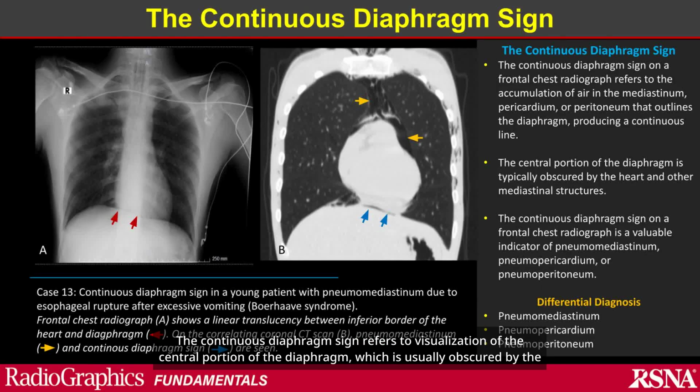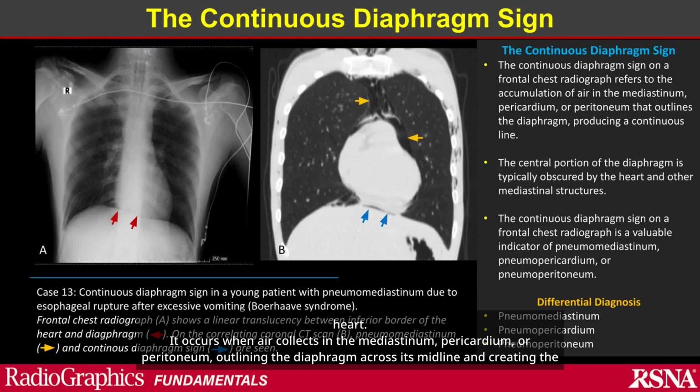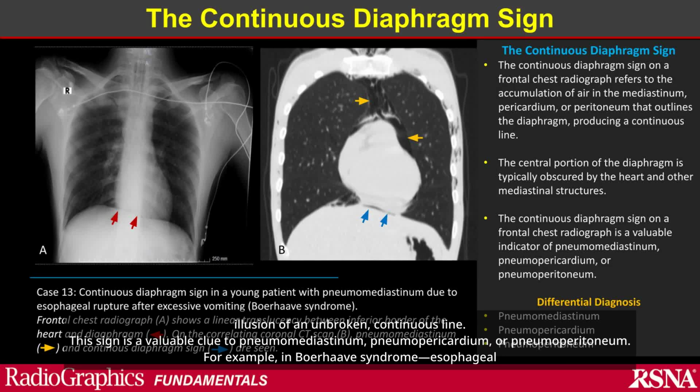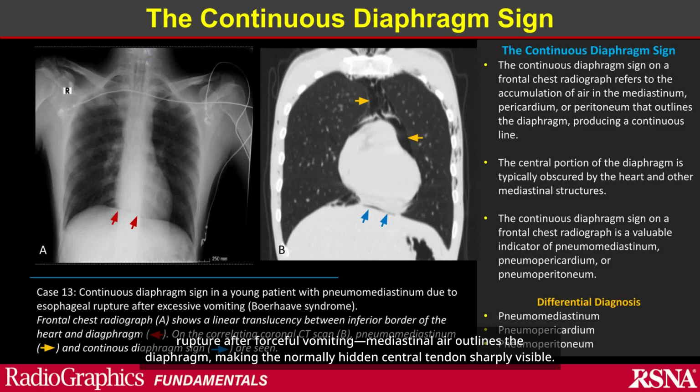The continuous diaphragm sign refers to visualization of the central portion of the diaphragm, which is usually obscured by the heart. It occurs when air collects in the mediastinum, pericardium, or peritoneum, outlining the diaphragm across its midline and creating the illusion of an unbroken, continuous line. This sign is a valuable clue to pneumomediastinum, pneumopericardium, or pneumoperitoneum. For example, in Boerhaave syndrome, esophageal rupture after forceful vomiting, mediastinal air outlines the diaphragm, making the normally hidden central tendon sharply visible.